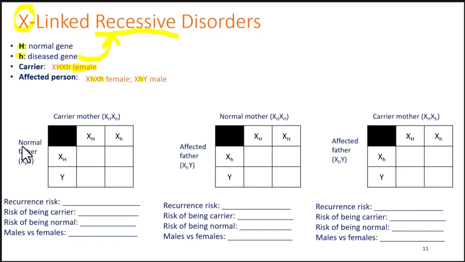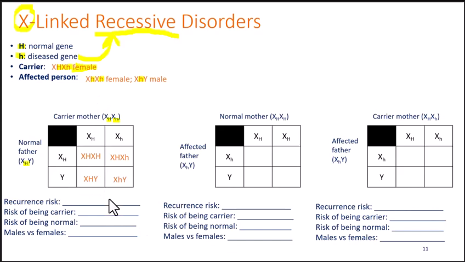So in this example, we have a normal father, so you can see that normal H gene, and a carrier mother. So she has a normal gene and she has a disease gene. Let's see what the Punnett square would look like. And it's just more appropriate for me to put the Y afterwards instead of at the start, in case you're wondering.